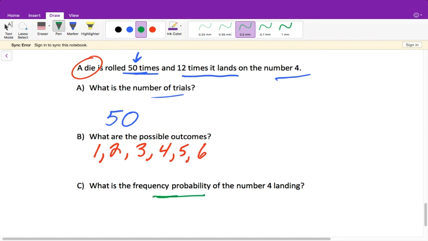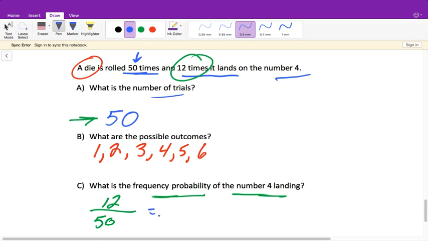What is the frequency probability of the number 4 landing? Well, it landed 12 times for the number 4. So that means 12 over top of the total number of trials, which was 50. Now I want you to express this as a fraction, a decimal, or a percentage. So this will be 0.24 or 24%, whichever one you want to do. Your call. Make sure you're bringing your calculators into class though. All right, that is it for section A. Let's move on to section B.